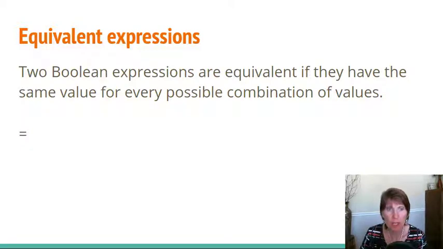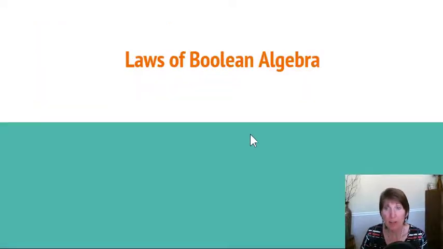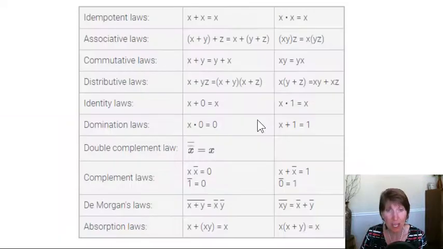Another operator that we can use in Boolean algebra is the equal sign, and it expresses that the expression on the left is equivalent to the expression on the right. Now there are laws of Boolean algebra, and here's a table of those. Notice how these are really similar to the ones that we have in logic.